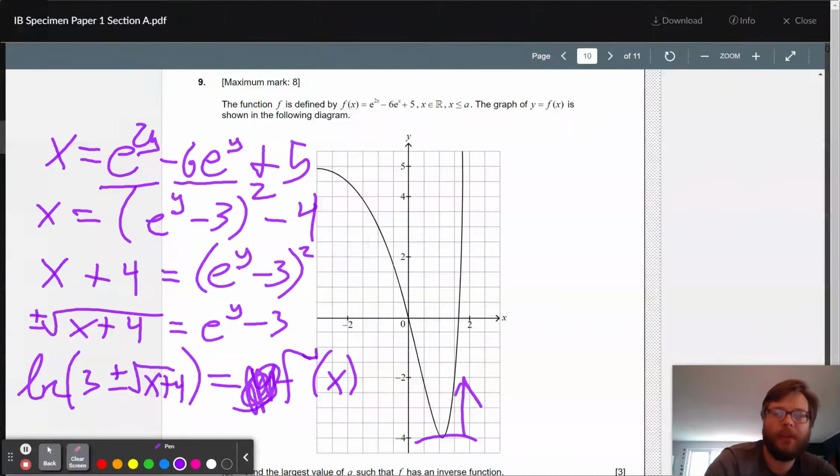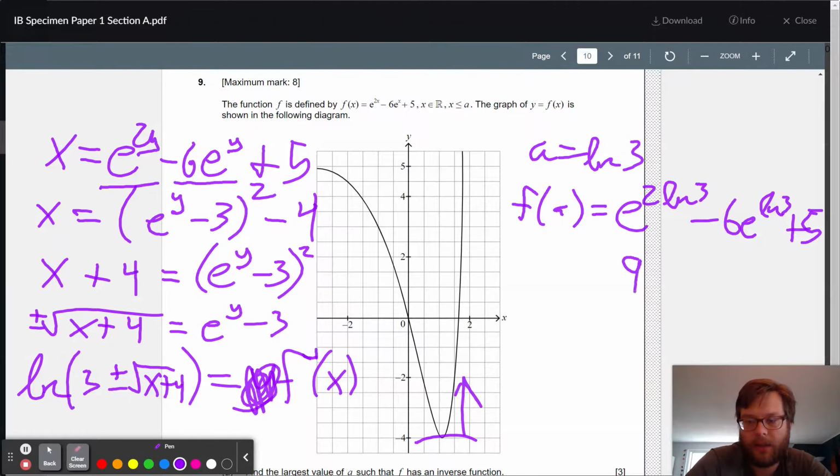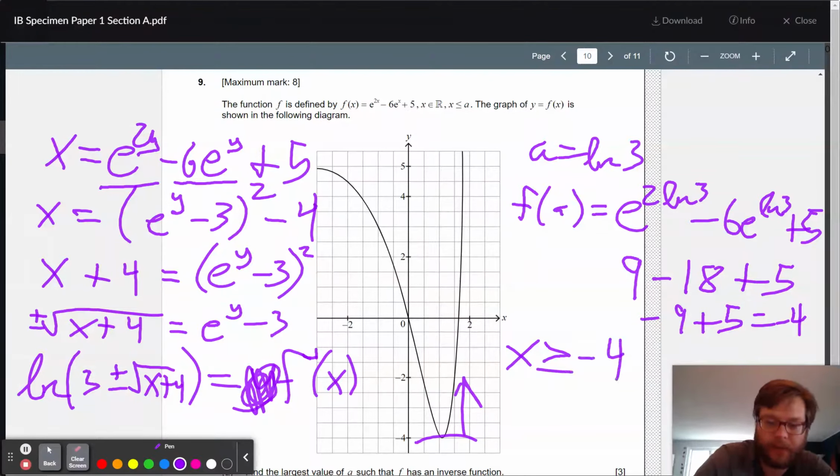Remember that we had found that our a value was the natural log of 3. So f of a is e to the 2 natural log of 3 minus 6e to the natural log of 3 plus 5. This gives me 9 minus 18 plus 5. Negative 9 plus 5 is indeed negative 4. So what's our domain? x is greater than or equal to negative 4.